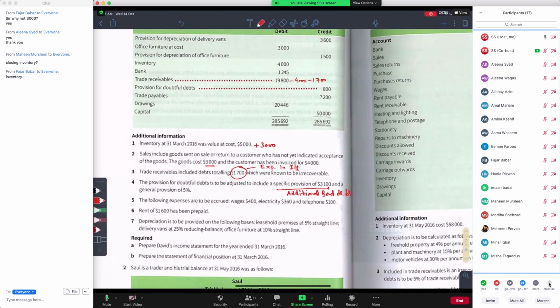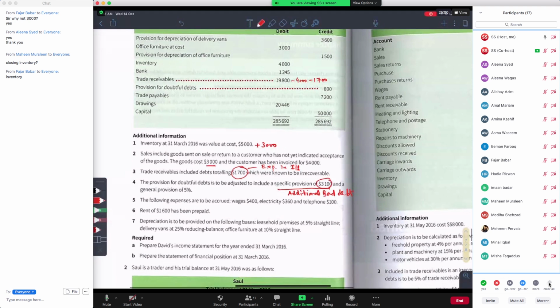So your bad debts are not just going to be $1,700, but this $3,100 as well, and they are going to be connected. Let me just write it down over here. So your bad debts, which you are going to include in your income statement, are not just going to be $1,700, but there will be another $3,100, which is the specific provision. That's the actual bad debt, and this is the specific provision, right?